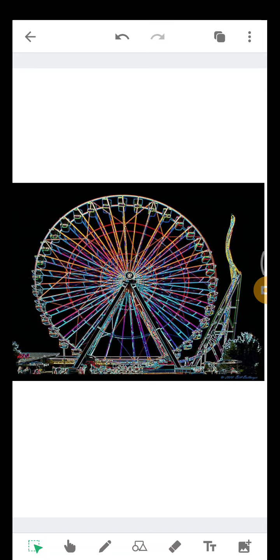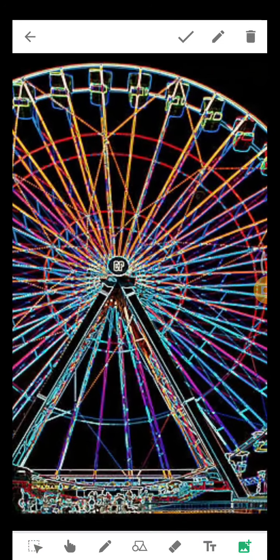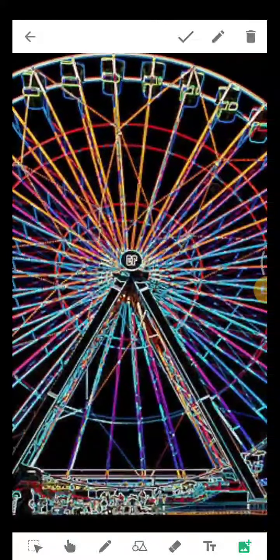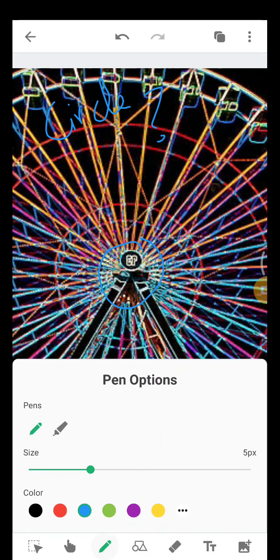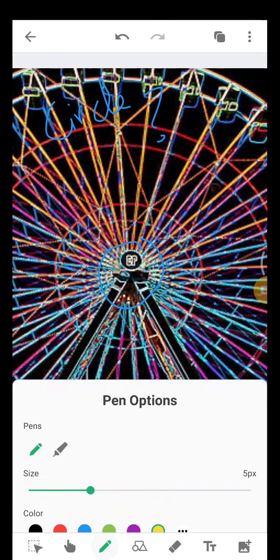What is the shape of this giant wheel here? Is it a rectangle or a circle? Yes, this is a circle. This giant wheel is in circular shape. Where could be the center of this giant wheel? The center of this giant wheel is located here, isn't it? You can see the center of the giant wheel. So I can say this is the center of the circle also.